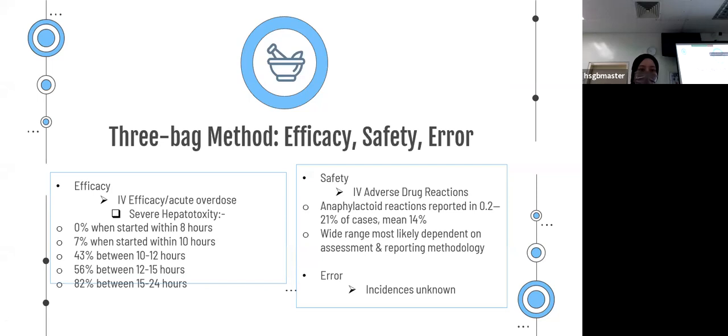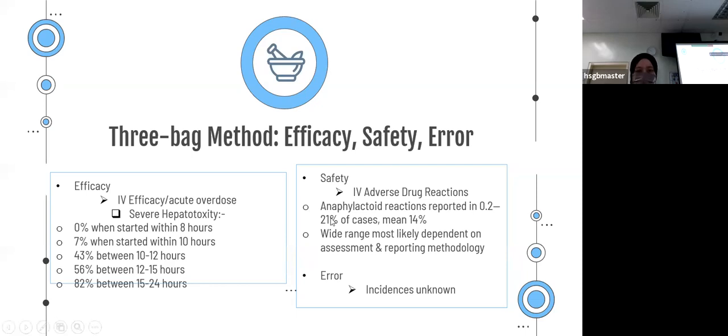As for the efficacy, it is virtually 100% effective if you administer it within 8 hours. For severe hepatotoxicity, you can see that it's actually 0% when started within 8 hours. So it's a very time-sensitive treatment. The incidence of severe hepatotoxicity increases to 7% when started within 10 hours, and in an incremental manner, 43% within 10 to 12 hours, 56% within 12 to 15 hours, and 82% within 15 to 24 hours.